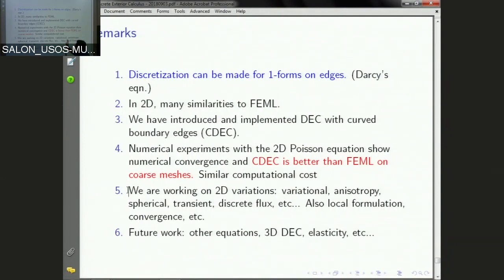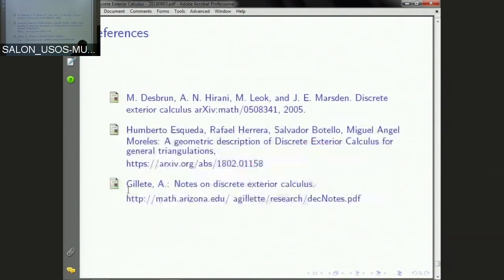Okay. So there are other things that I already mentioned. I just listed them down in case I have forgotten something, but I think I haven't. And in terms of references, I'll give you very, very few.